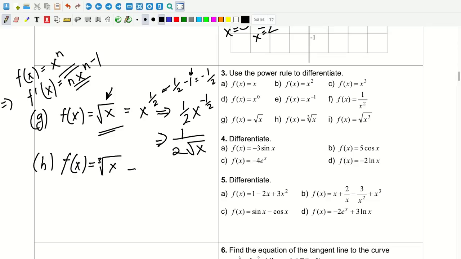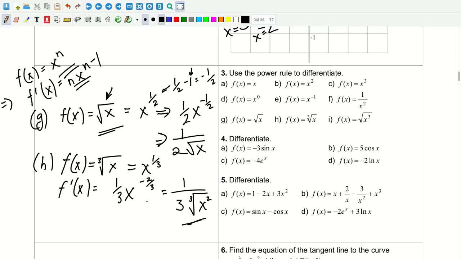Now we've got the cubed root of x. I'm going to rewrite it before I do the derivative. It's going to be x to the 1 over 3. So f prime of x is going to be 1/3 x to the negative 2/3, and that's because 1 over 3 minus 1, or 3 over 3, is negative 2 over 3. And so I end up getting 1 over 3 times the cubed root, notice that's a cube, not 33, of x squared. And that's what I get.